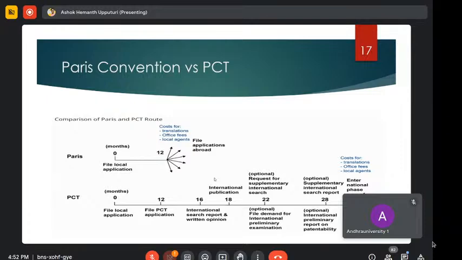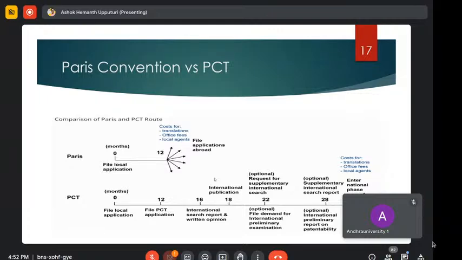Whatever prosecution was described in the previous class for India, in the same way that will happen in other countries as well. That will actually start at the 30th month only. There you need to pay the fees for translation, office fees, and local agents in the respective country. Whatever fees you pay for filing the PCT application only cover the international search report and written opinion. If you want the supplementary or preliminary examination done, you have to pay extra. And when you get to the 30th month and are launching your application in a designated country, here designated means the country in which you want to launch.